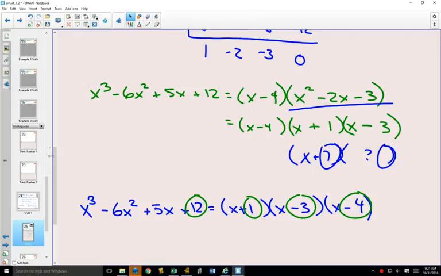Okay, questions from this one? (10), 8, and 12. And I want to make sure you try 12.